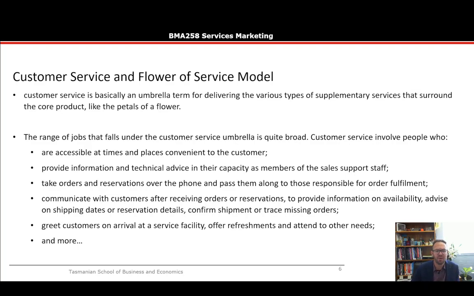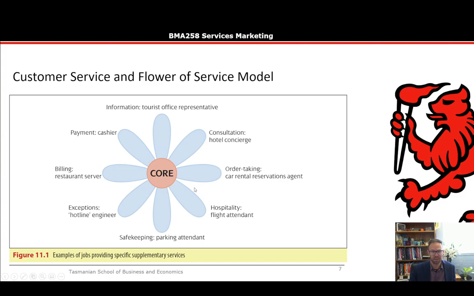Take orders and reservations over the phone and pass them along to those responsible for order fulfilment, so it's capturing that demand. Communicate with customers after receiving orders or reservations to provide information on availability, advise on shipping dates or reservation details, confirm shipment or trace missing orders. Greet customers on arrival at the service facility, offer refreshment and attend to other needs, that welcome greeting, that emotional labour type work, and many more. So that's just some of them. So customer service is quite a broad concept that employs ideas about how we go about delivering our services.